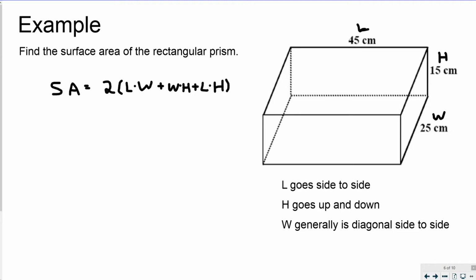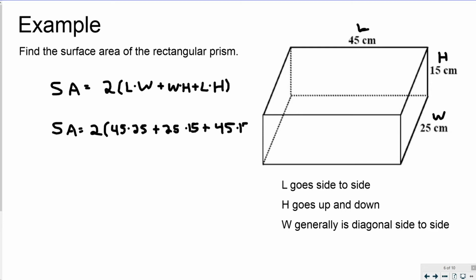So then what we can do is write surface area, SA, is equal to 2, and then we're going to substitute some values in here. The length times width, 45 times 25. 45 is the length, 25 is the width, plus the width is 25 and the height is 15, so 25 times 15, plus the length times height, 45 times 15.